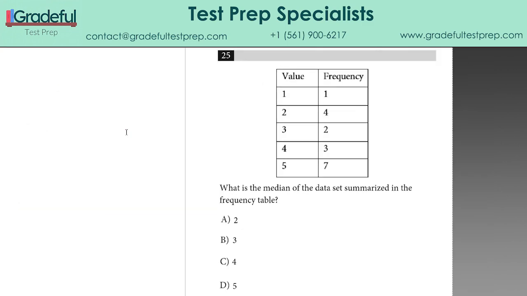Question 25 is asking us for the median when given a frequency chart. And you want to be really careful with these. They're not overly difficult, but as a tutor I can tell you that students do get them wrong the majority of the time.